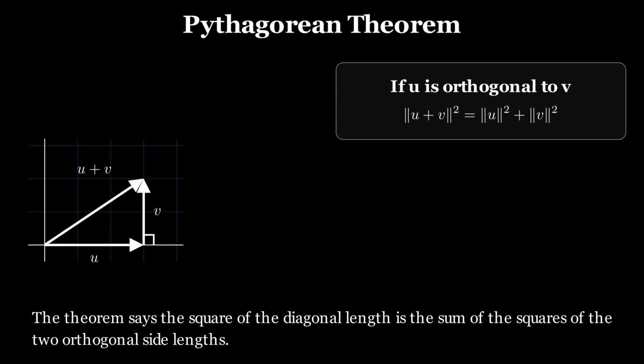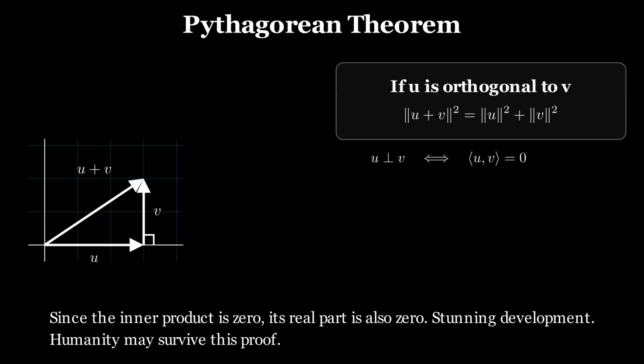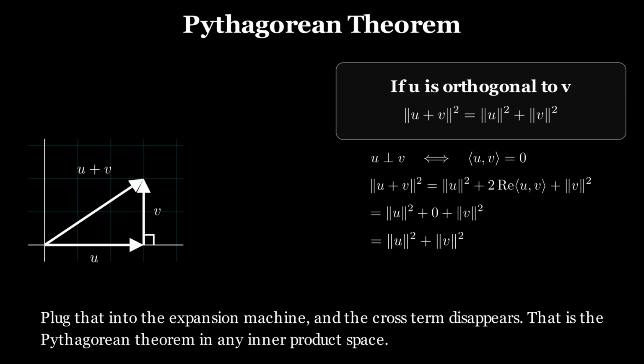The theorem says the square of the diagonal length is the sum of the squares of the two orthogonal side lengths. Since the inner product is 0, its real part is also 0. Stunning development. Humanity may survive this proof. Plug that into the expansion machine, and the cross term disappears. That is the Pythagorean theorem in any inner product space.